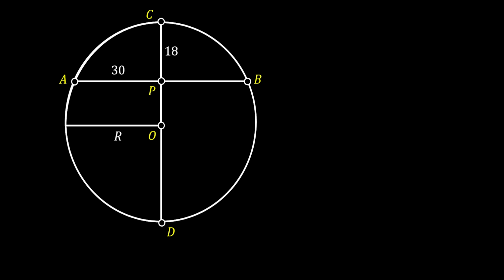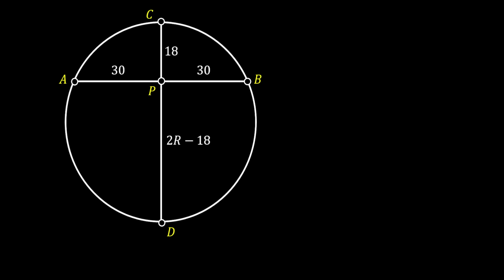Now, since the line CD represents the diameter of our circle, this means that the line PB must be equal in length to the line AP. And since CD is the diameter of the circle with the radius R, this means that the line CD must be equal to 2R. And since CP equals 18, this means that the segment PD must be equal to 2R minus 18. Alright, so let's clear our sketch a little bit.